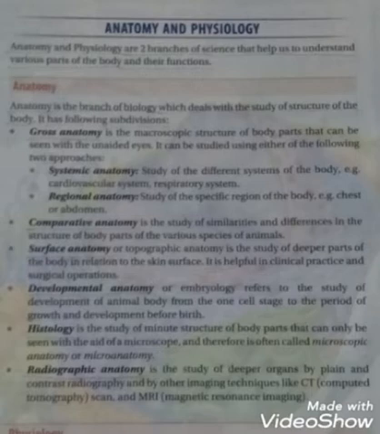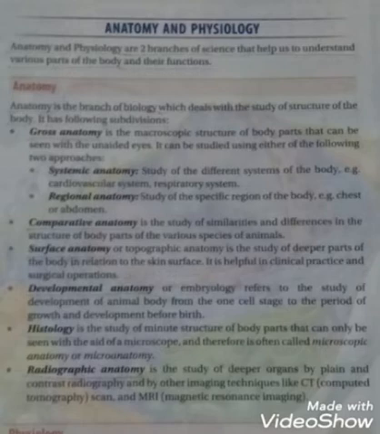Now we see surface anatomy. What is called surface anatomy? Surface anatomy is also called topographic anatomy. Topographic is a word used for parts. This is the study of deeper parts of the body in relation to the skin surface. It helps in clinical practice and surgical operation. Surface anatomy means the outer surface like skin. It is helpful in clinical practice and surgical operation.